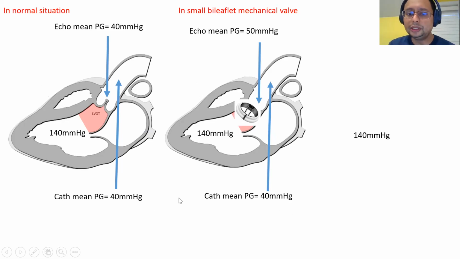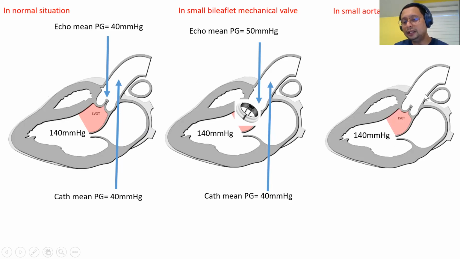So what is the other situation? The other situation is, of course, a patient with small aorta. So imagine this patient with a small aorta that is less than 3 centimeter. So this is 140 millimeter mercury inside the left ventricle. We measure just distal to the valve. All right. So we get a mean gradient of 50. So let's say there is a pressure drop to 90 millimeter mercury.